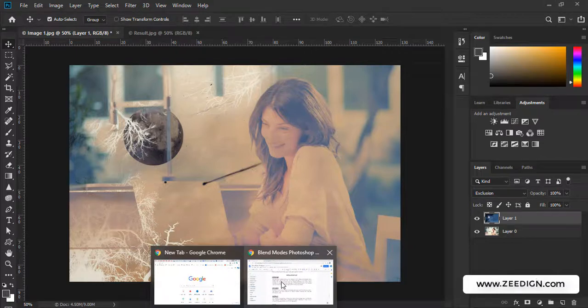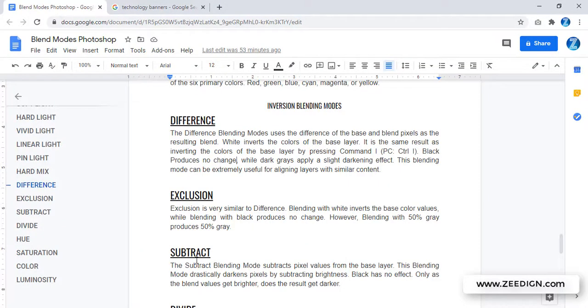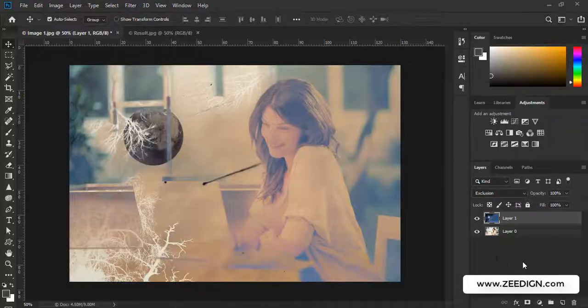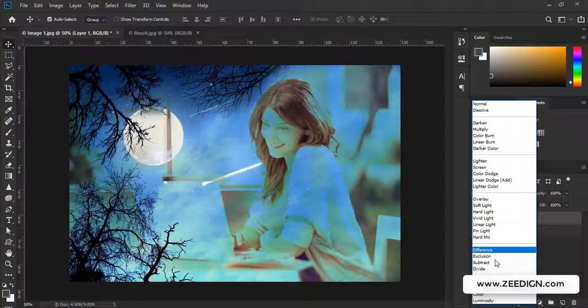Moving on to the next one, which is subtract. Subtract blending mode subtracts pixel values from the base layer. So it is going to subtract pixel value from the base layer. This blending mode drastically darkens pixels by subtracting brightness. I'm not going to get into details. Let's see how it goes.